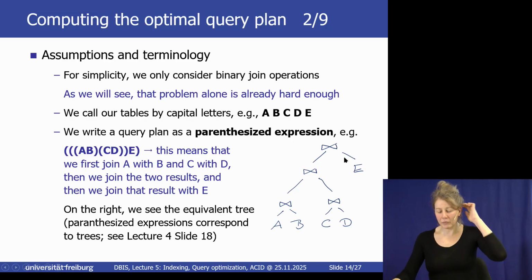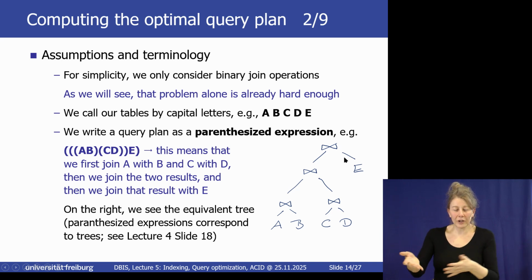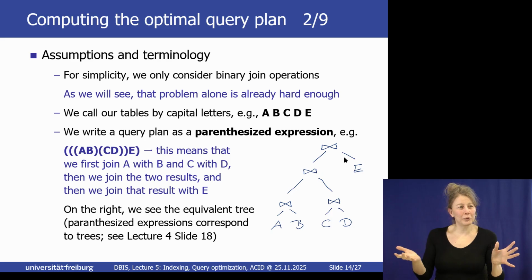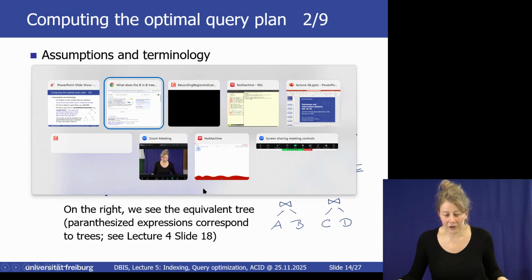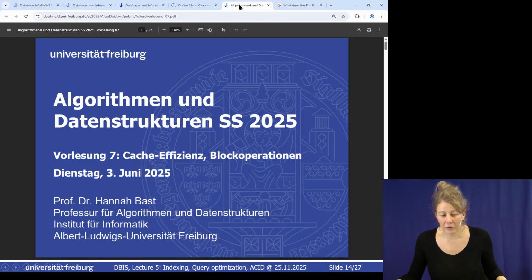So, as you can imagine, let's assume they can all be joined with each other. There's a lot of ways to join this, and each way corresponds to exactly one parenthesized expression. And that's actually a really interesting math problem. How many parenthesized expressions are there if you have n things? Let me just go back to lecture 4, slide. Do we have it here?